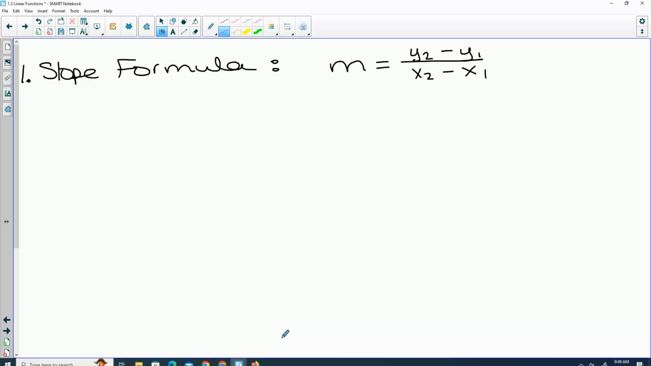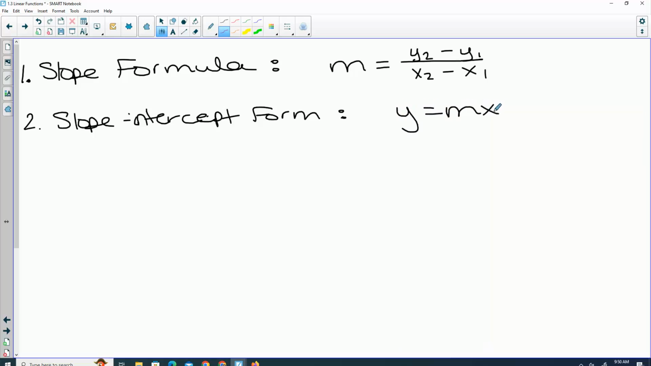This is the first question on your quiz tomorrow. I'm telling you right now, so you have to know these. I'm going to ask you for slope intercept form. When I say slope intercept form, what does that mean? y equals mx plus b.